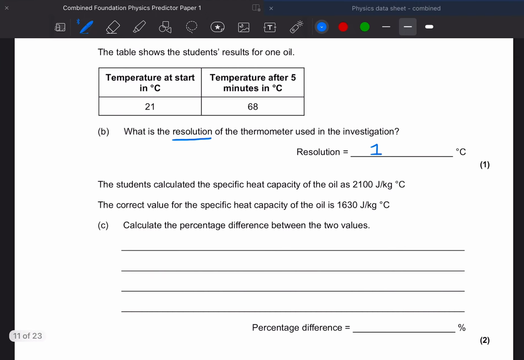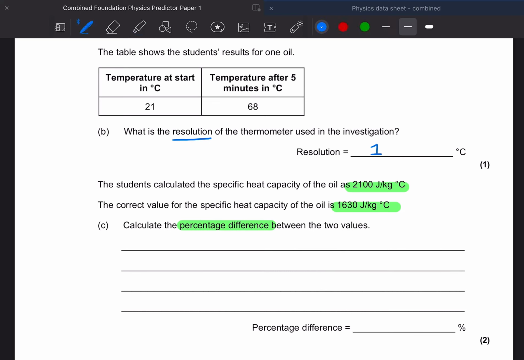The students calculate the specific heat capacity of the oil as 2100 joules per kilogram degree Celsius, or 2100. The correct value for the specific heat capacity of oil is 1630 joules per kilogram degree Celsius. So they've got a value that's much higher. Calculate the percentage difference. This one here is not going to be on your formula sheet. This is just something you need to know.